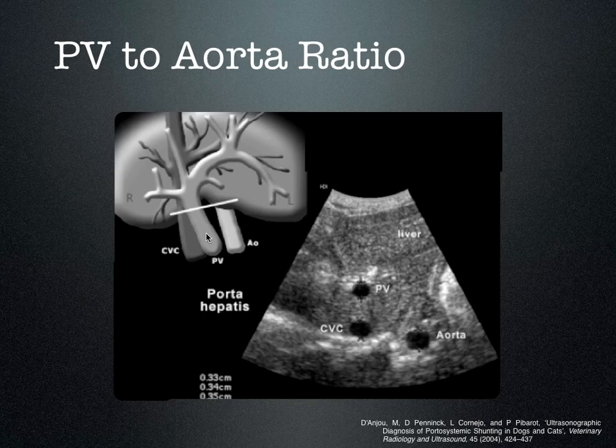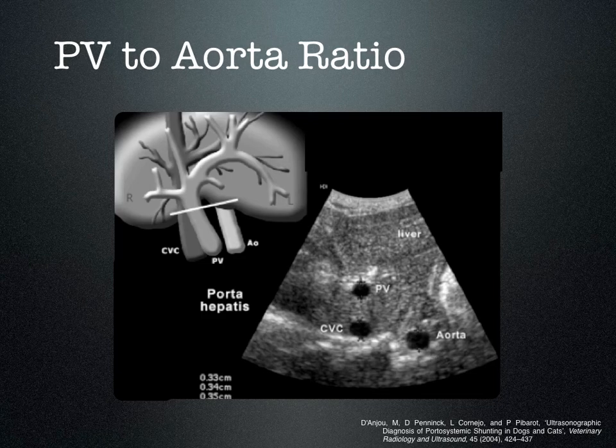Ideally, a transverse image would be acquired. However, we're not always able to obtain this view either due to gas within the gastrointestinal tract or the conformation of the patient, such as in boxers. So this would be an example of how the probe is oriented to obtain this transverse view with the portal vein, caudal vena cava, and aorta. And here would be the corresponding ultrasound image, where again we have the portal vein, caudal vena cava, and aorta.